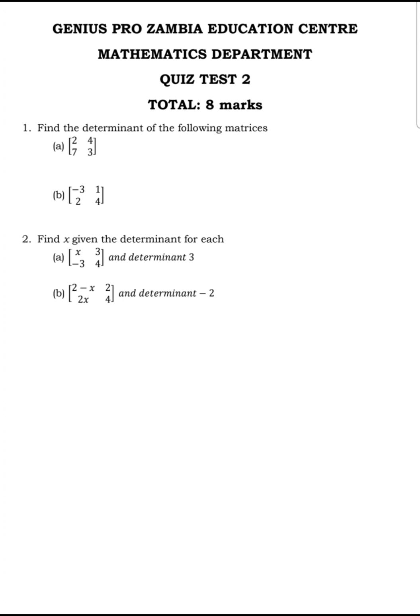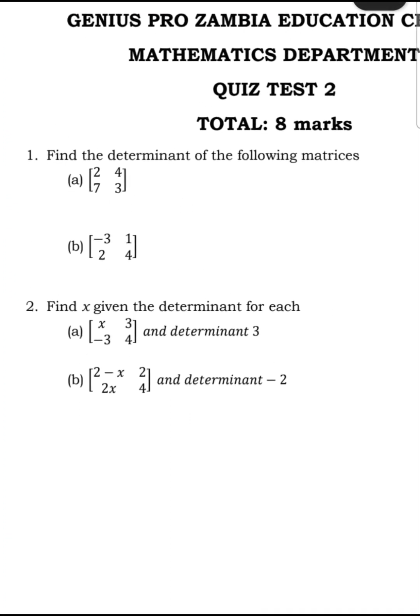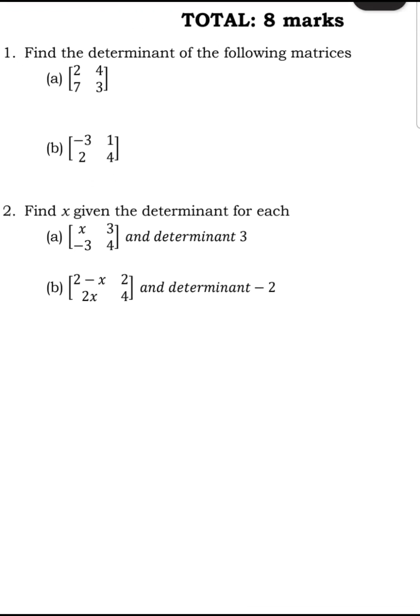I have a quiz 2 here, which is asking us to find the determinant of the matrices, also to find the value of x if you are given the determinant. So, without wasting much of the time, let's go and find for 1. Question 1 is dealing with the matrices A and B. Are we together? All right.